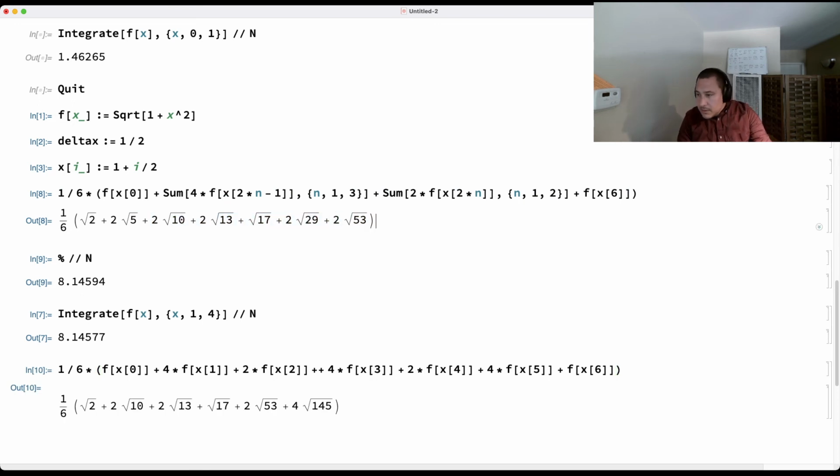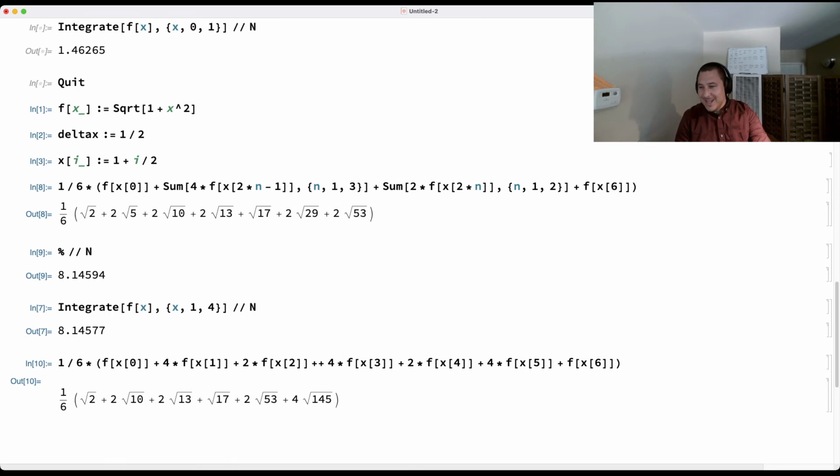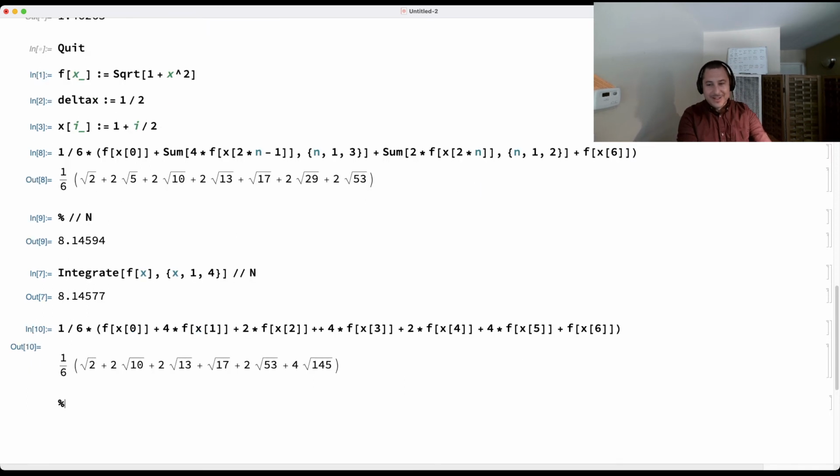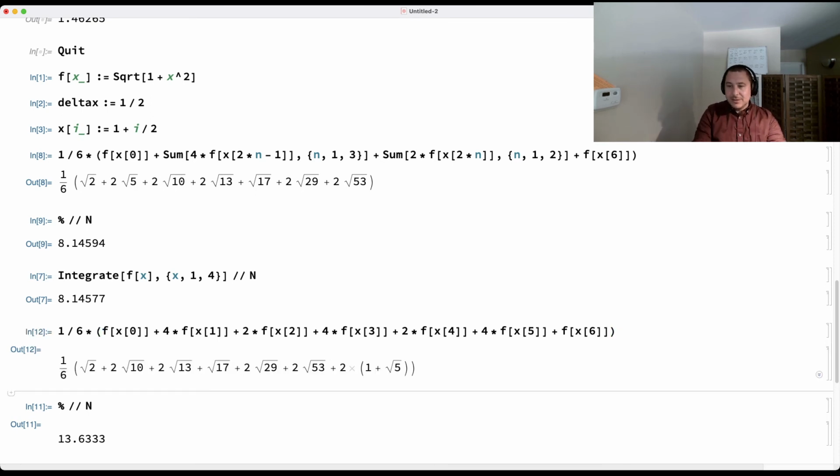It should match it. No, here I am saying it should match it, then I get something different. Let's see if it's the same. Okay, I must have typed it in wrong. What's going on? Okay, there we go. Oh, no, they're still slightly different.